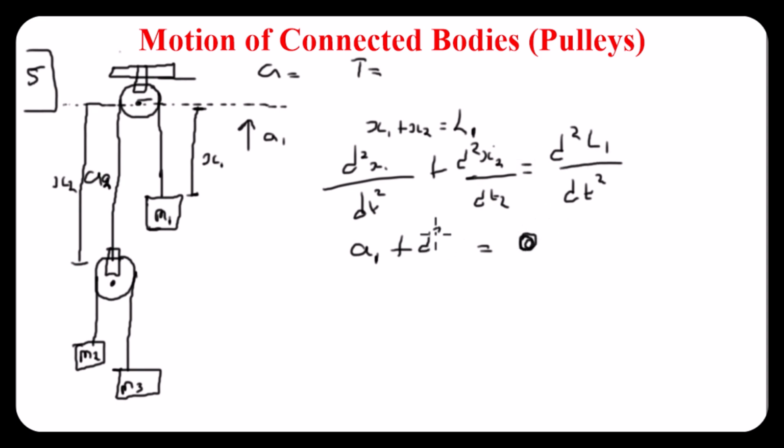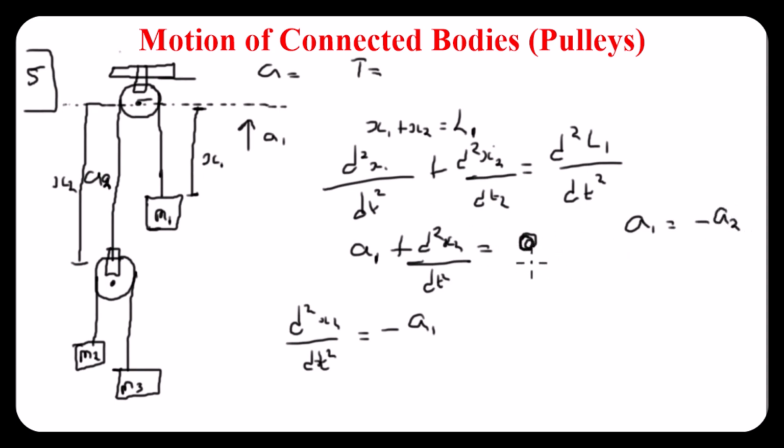Then we're left with d squared x2 over dt squared. Now this must mean that d squared x2 over dt squared will be equal to negative a1. What does this mean? It means if this mass m1 is accelerating upward, then the acceleration in this side of the string must be downward. Since it is the same string, then definitely we can say A1 would be equal to negative A2.